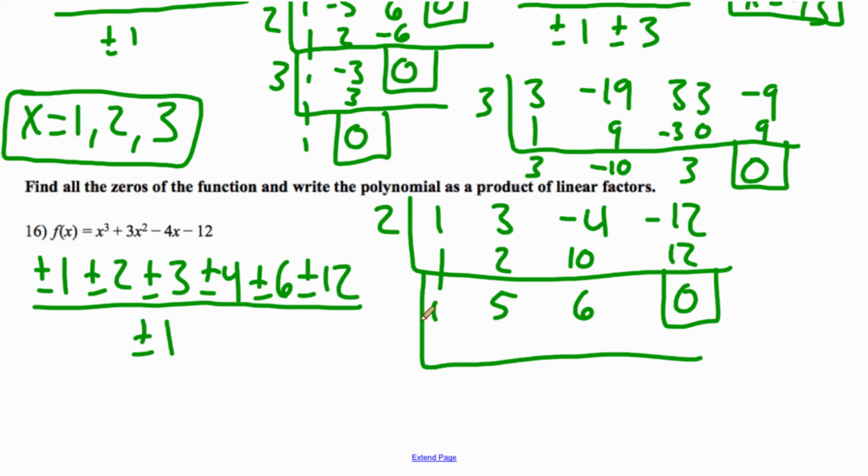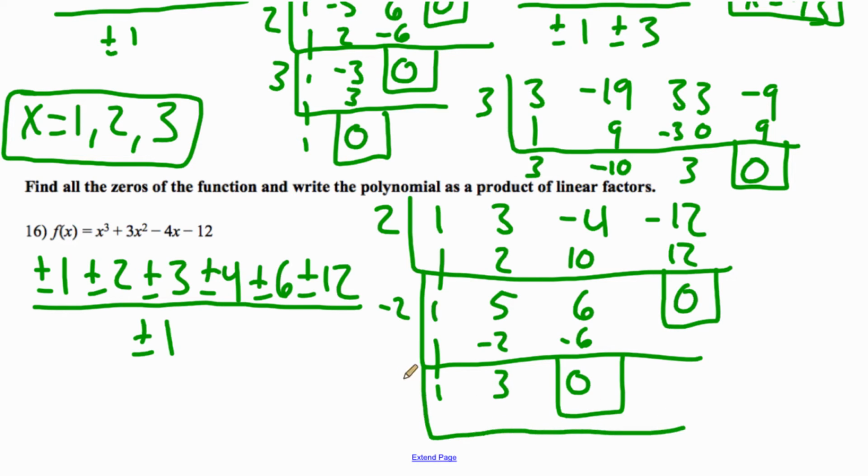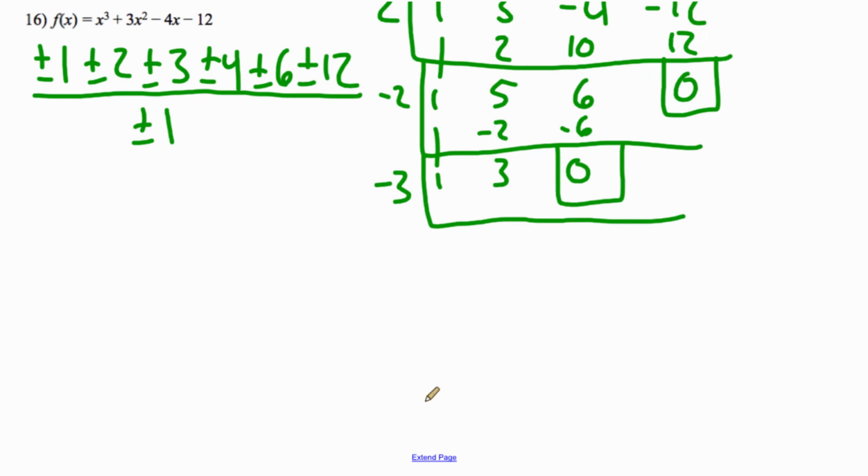Continuing off of this one, I'm going to try negative 2, so we drop the 1 down. 1 times negative 2 is negative 2. Add these up, we get 3. 3 times negative 2 is negative 6, so we get our 0 remainder again. And then if we continue off of this one, let's try negative 3. Drop the 1 down, we get 1. 1 times negative 3 is negative 3, so we get 0. So the list of zeros, we've got x equals 2, negative 2, and negative 3.